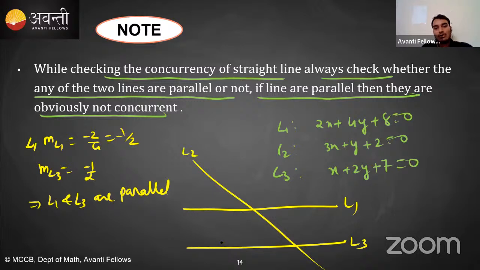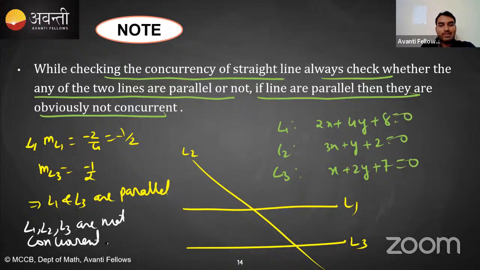So are these lines concurrent? Tell me quickly in the chat box. Are these three lines concurrent or not? These are not concurrent, right? These are not concurrent. Clear? So L1, L2, L3 are not concurrent.